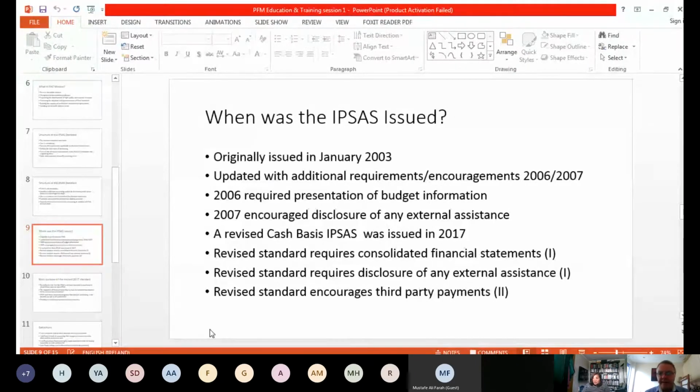Okay, so there we had when was the IPSAS issued, and like we said, very, very important, the last three bullets there show the revised standard requires consolidated financial statements, as we saw. The revised standard requires disclosure of any external assistance. Notice I said the word requires, therefore part 1. And the last one there says encourages any third-party payments you may have received, and that will go in part 2. So maybe like a donation or something like that you might have received, that will go in part 2. Okay, I hope that all makes sense.